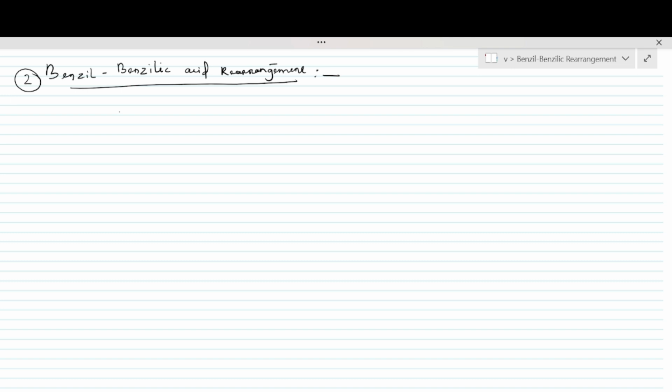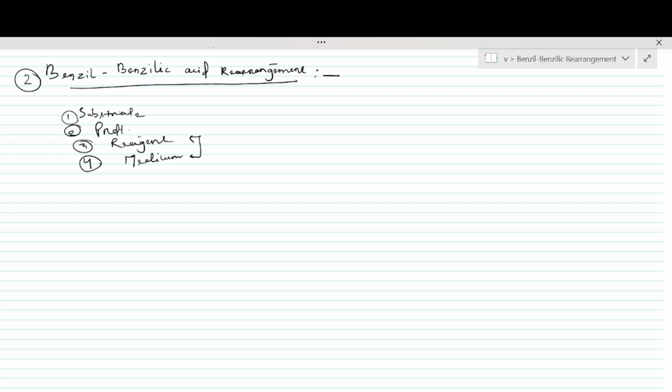In every name reaction, what do you have to remember? What is the substrate? What is the product? So you have to remember the substrate, then the product, then the reagent, and the medium. Sometimes the medium and reagent are the same in some reactions.